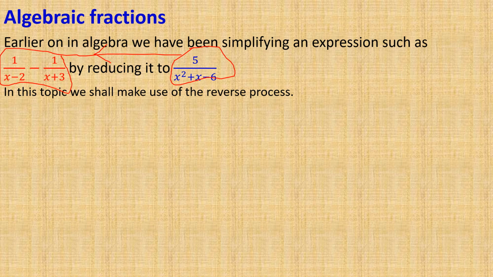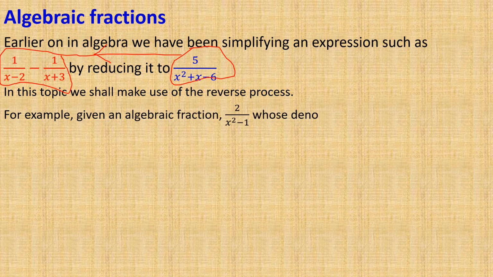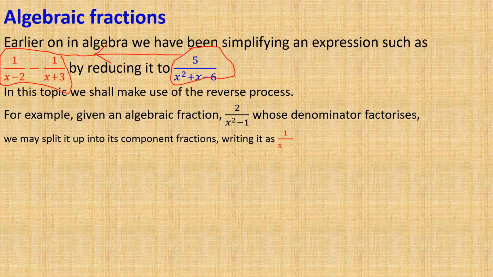However, we have to follow very many rules. Not every algebraic fraction is handled the same way. So they have different cases, and we shall explore all of them in this tutorial. For example, if you are given an algebraic fraction of this caliber, 2 over x squared minus 1, whose denominator factorizes. When you look at the denominator x squared minus 1, you can get a difference of two squares there, whereby one bracket is a plus and the other bracket is a minus. So we may split this to come up to a composite fraction, which is 1 over x minus 1, minus 1 over x plus 1.